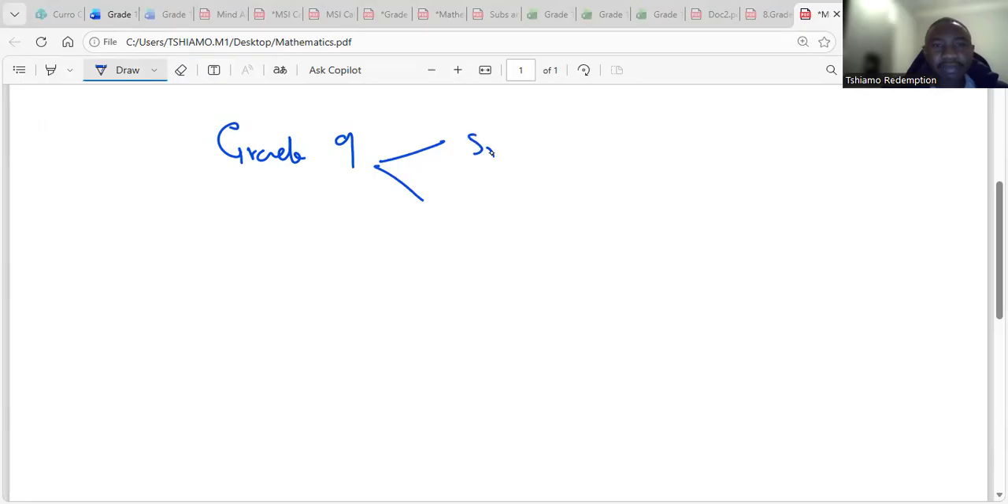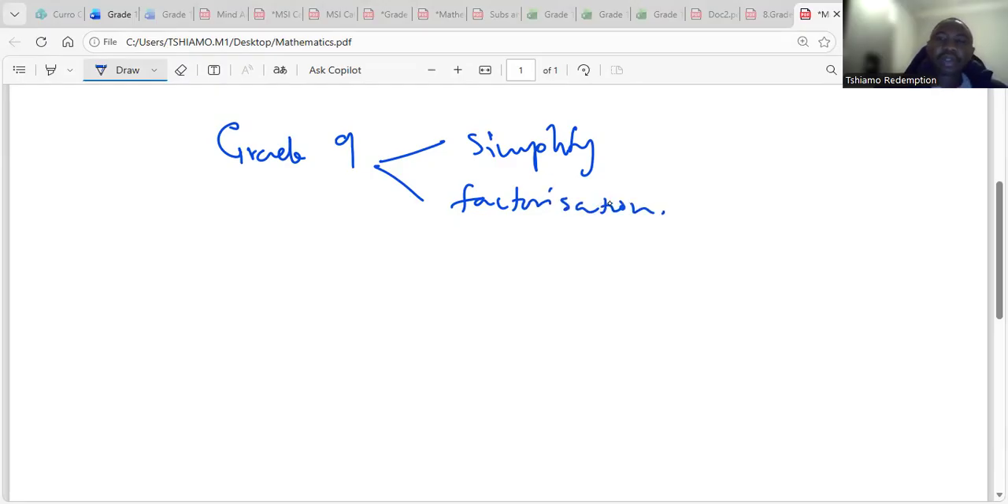Okay, we're doing grade 9 algebraic expressions. So remember in grade 9, you start with simplifying and factorization.